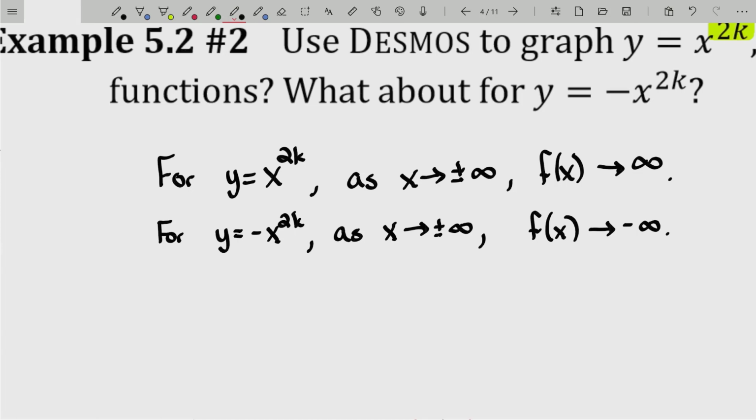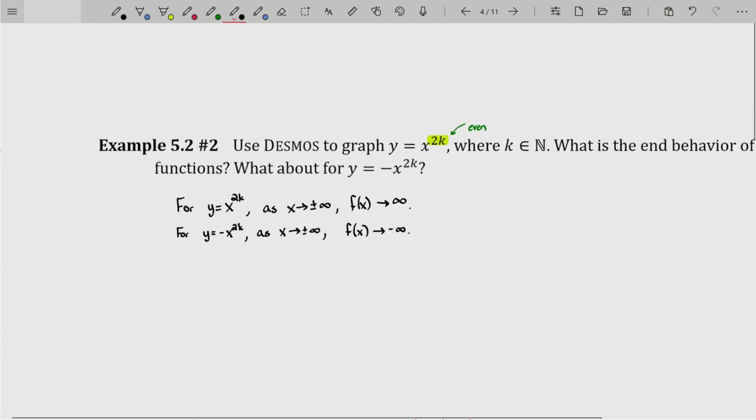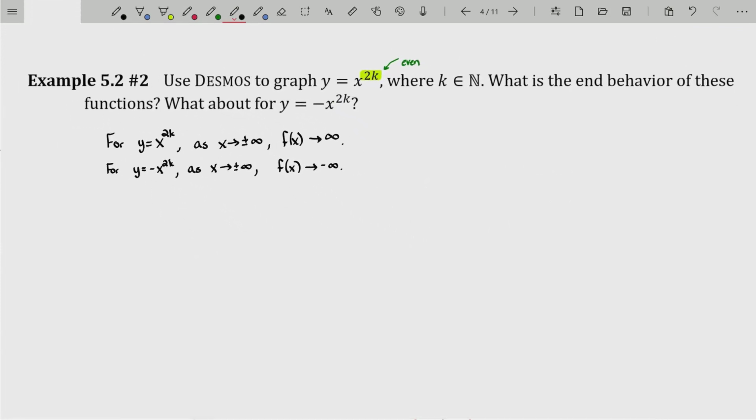Therefore, as for y equals negative x to the 2k, or negative x to the even power, as x goes to the left or right along the x-axis as far out as we want, the function values will dive down to negative infinity. So this is a general behavior of even degreed or even powered power functions.